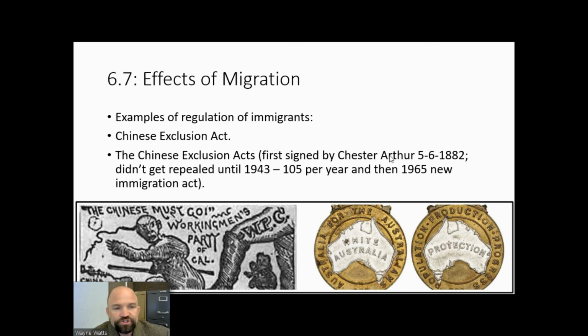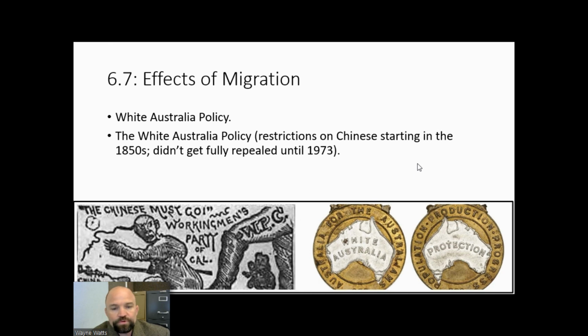The Chinese Exclusion Acts, first signed by Chester A. Arthur on May 6th of 1882, didn't get repealed until 1943, and even then, only 105 people per year. And then in 1965, Lyndon Johnson signed the new Immigration Act. Australia had a similar policy known as the White Australia Policy, restrictions on especially Chinese migration in the 1850s. It didn't get fully repealed until 1973.